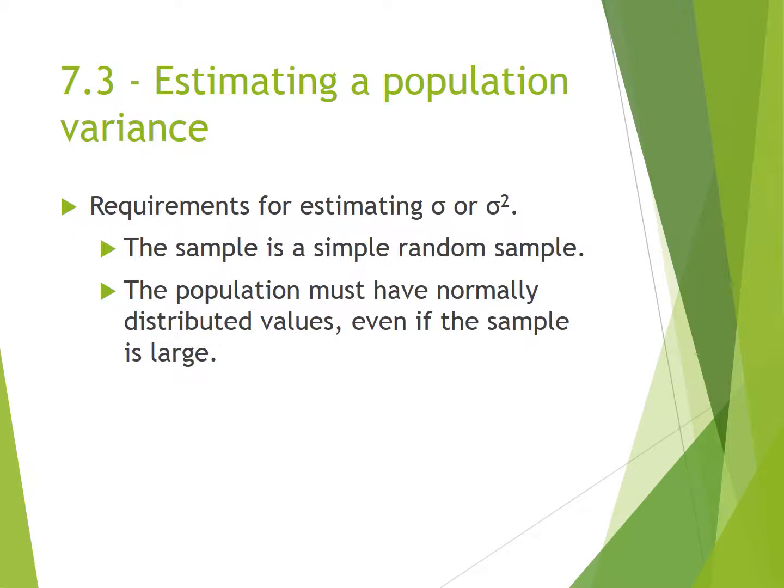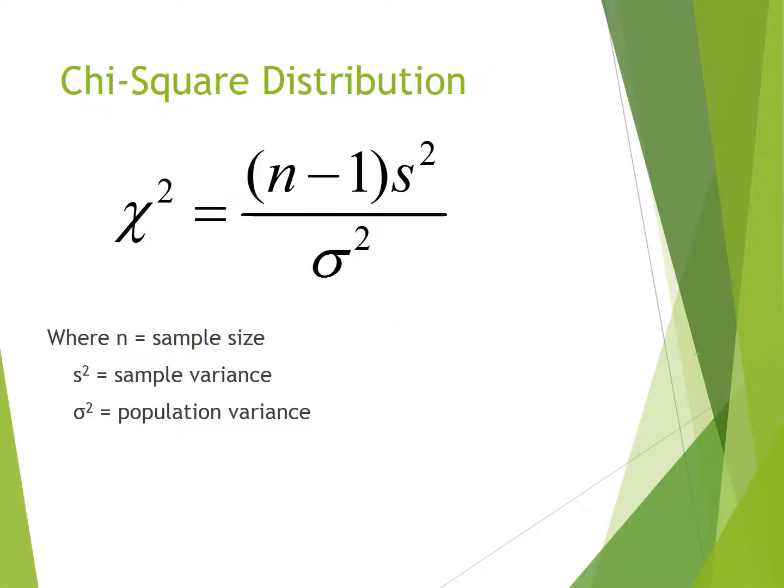All right, so the last confidence interval we're going to look at is estimating a population variance or standard deviation. The requirements for estimating either the population standard deviation or the population variance are: the sample needs to be a simple random sample, and the population must have normally distributed values even if the sample size is larger than 30. It uses a new distribution. So far we've seen the z-distribution and the t-distribution.